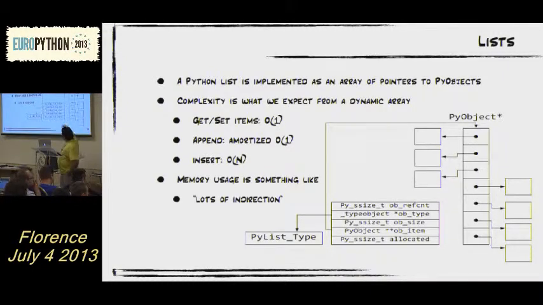But the thing is that if you look at this kind of code, you see that there is a lot of indirection. This box here contains the actual definition of the list, which is a Python object: ob_refcnt, ob_type, and the size, because this is a variable-size Python object. That's nice. And here we have ob_item, which points to this array of pointers to Python objects. And each of these pointers actually points to a Python object.